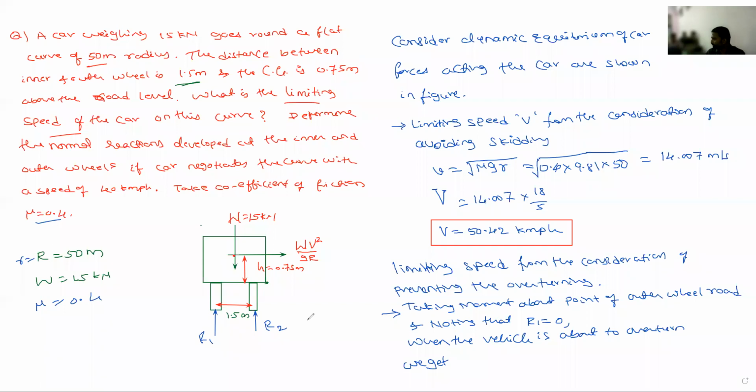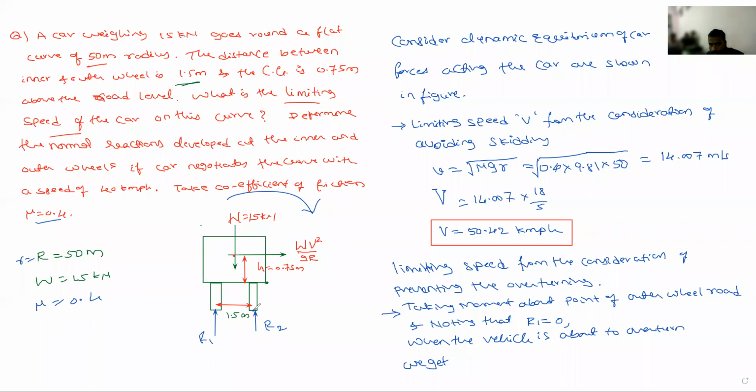So our vehicle is overturning means what? The inner wheel is out of contact, that is nothing but your overturning. Think that our vehicle is turning like this because centrifugal force is acting like this. It means there is no contact between the ground and the wheel. What is the value of R1? R1 is equal to 0. Taking the moment about the point of outer wheel road, noting that R1 is equal to 0.